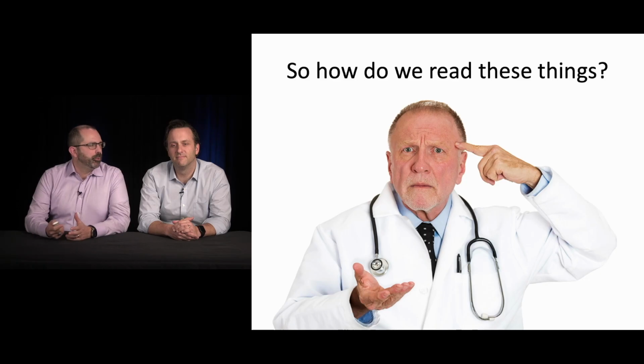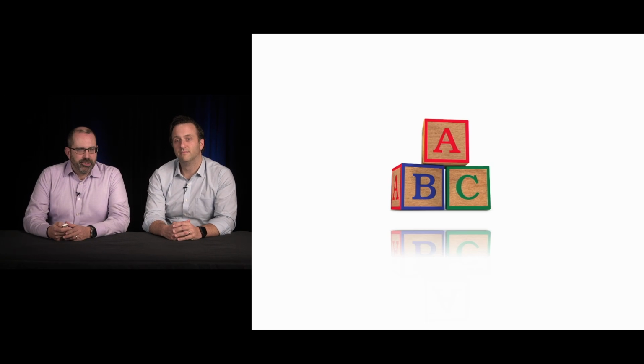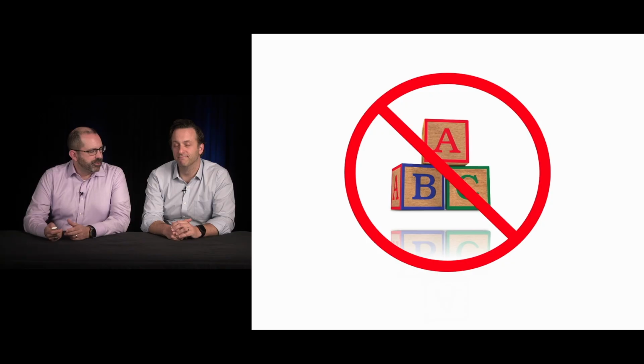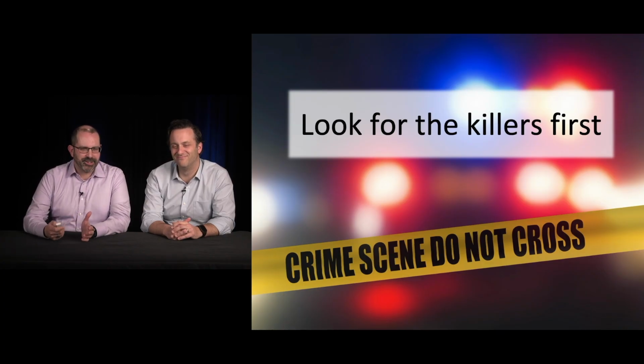So how do we read these things? So this is going to be a bit of a departure from my usual spiel. So we're not going to focus on things like the ABCs because they just don't work well for this. What I want you to do, though, is still be systematic. And with this system, we're going to look and see what's going to kill them first. Okay, makes sense. We're emergency doctors, you know, we focus on the catastrophes.